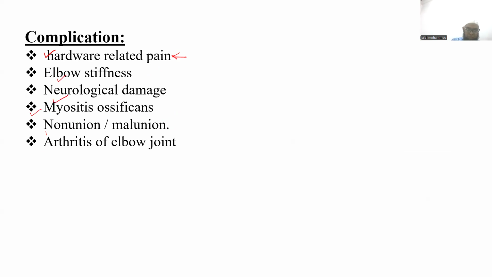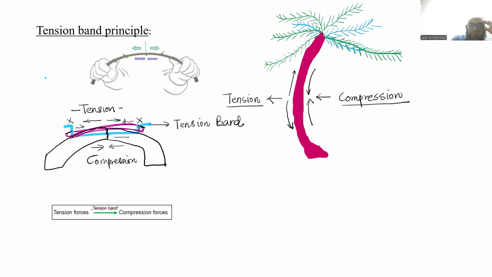The patient may have neurological deficits because the ulnar nerve and radial nerve are very close. Myositis ossificans is a routine complication after an elbow fracture. Arthritis of the elbow develops if there is no proper reduction, or second, if one of the small fragments remains inside the elbow joint, it will go on irritating the cartilage and the patient may have arthritis. This is all about the ulnar fracture or olecranon fracture.